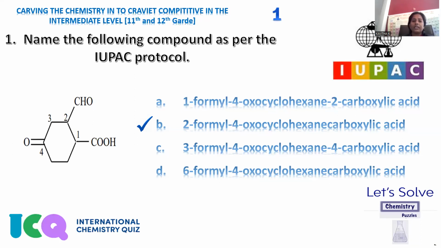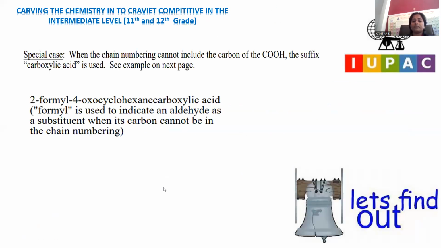There is an ambiguity in order to assign a name for the given compound, because with these many groups present, we have to decide where to start numbering. That is the ambiguity. In order to avoid it, there are certain protocols. According to that, the right naming will be 2-formyl 4-oxo cyclohexane carboxylic acid. This will be the right naming for the given organic compound. Let's see how we can name this compound.